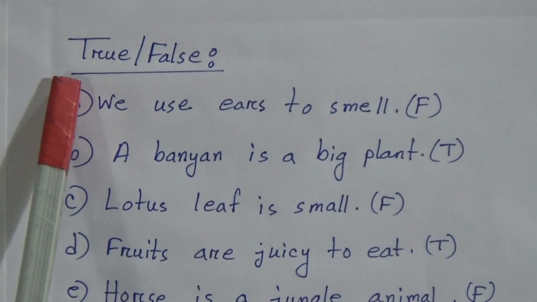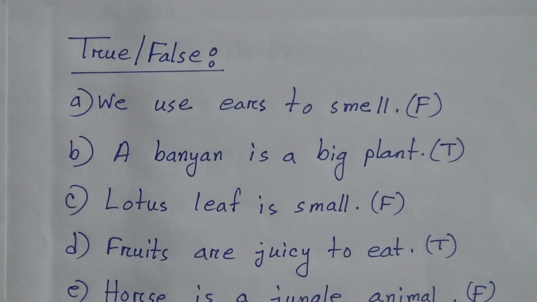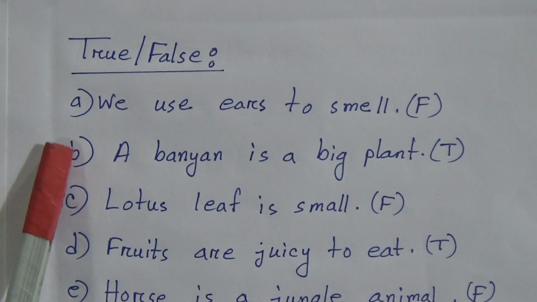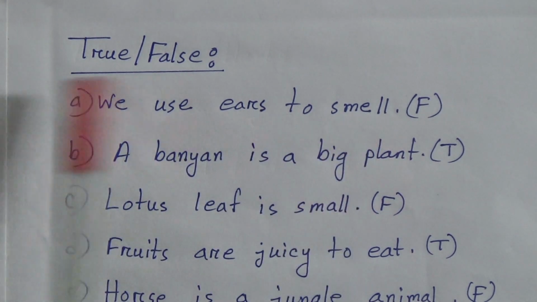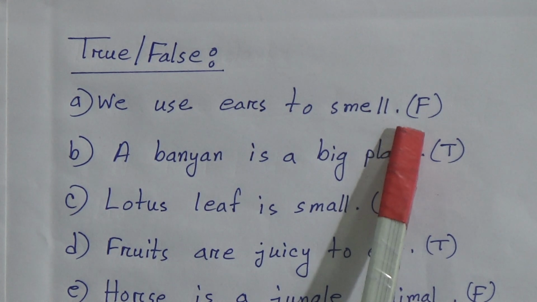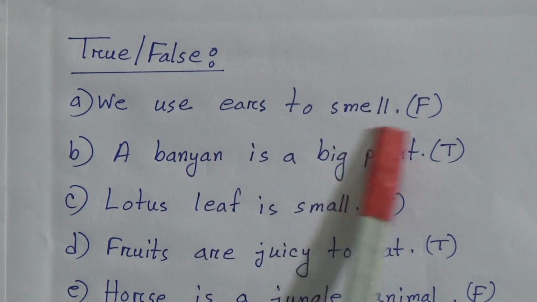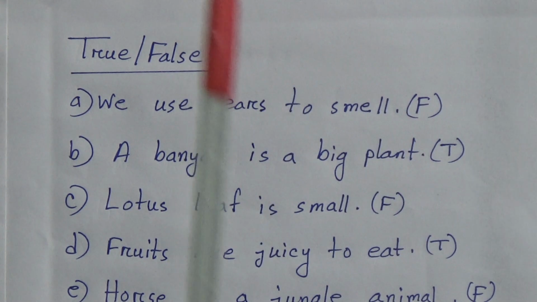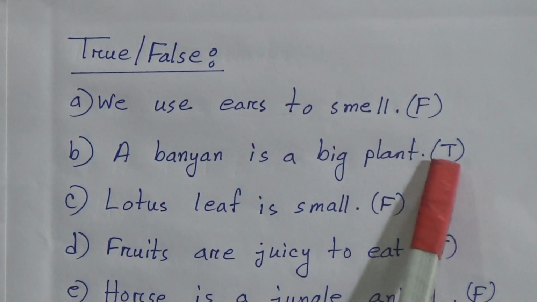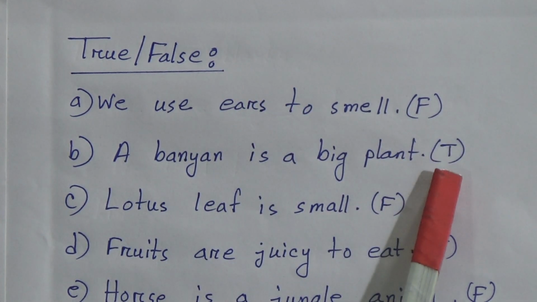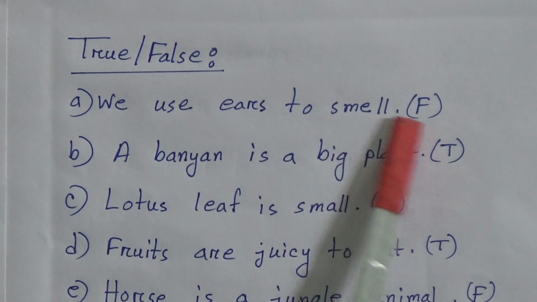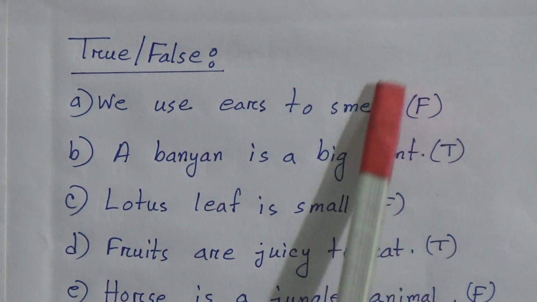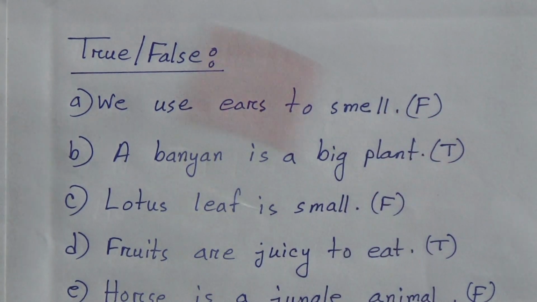Now students, come to this page. Now we will practice true false. And A number, true false is here. We use ears to smell. Students, when you will answer your answer sheet, then for false we will write here only F, and answer true, then we will write here only T. We use ears to smell. No, this line is false, then we will write here F only, like this.